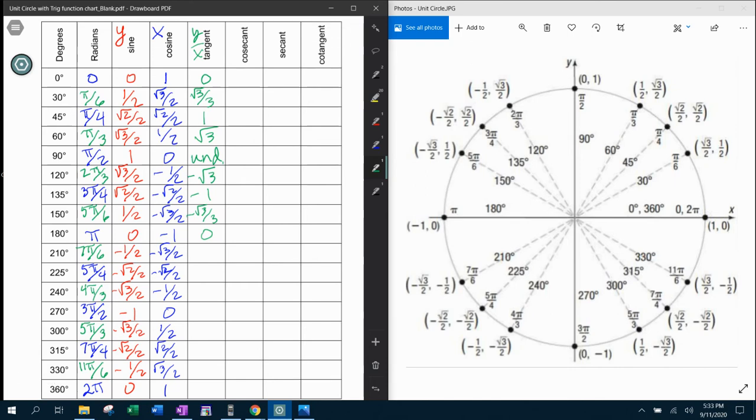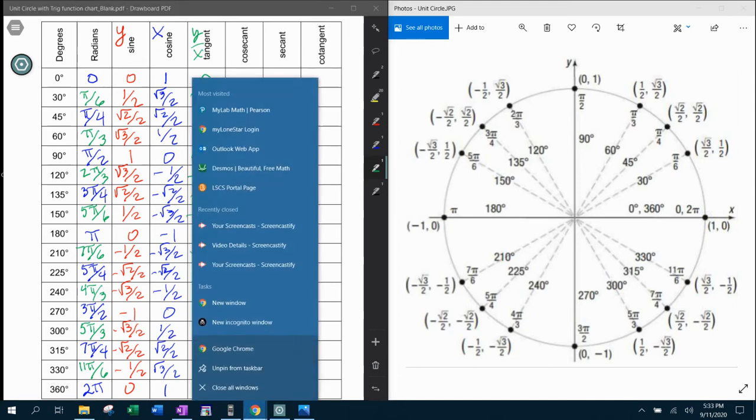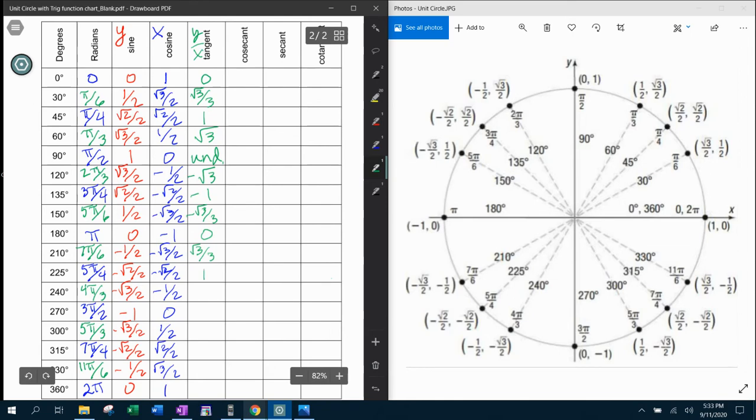210. Negative times a negative makes a positive. So all of these angles in the third quadrant are going to be positive values. And if we flip the x, multiply by y, that's going to give us square root of 3 over 3, 1, square root of 3, and then back at undefined.